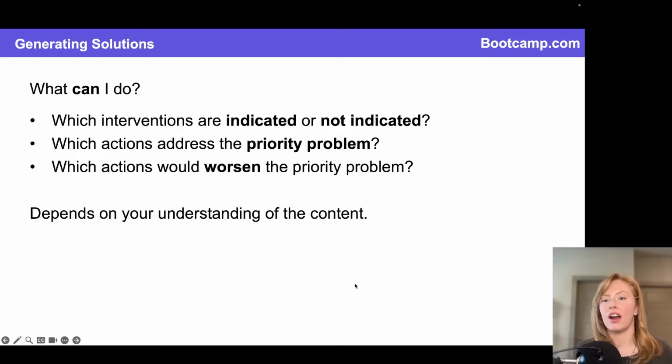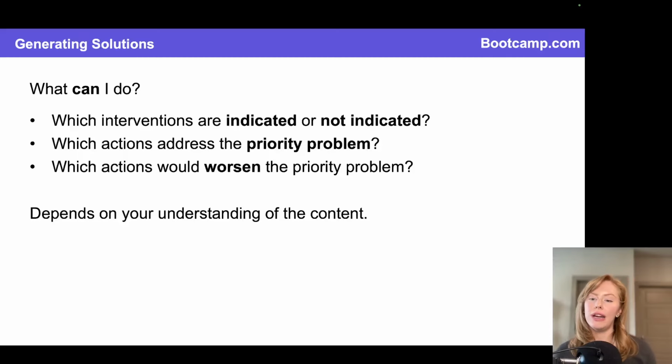So all right, our next step is going to be generating solutions. After identifying this priority problem, we need to figure out what can I do about it. So the NCLEX might ask which interventions are indicated or not indicated, which are going to address that priority problem, or which could worsen the priority problem.